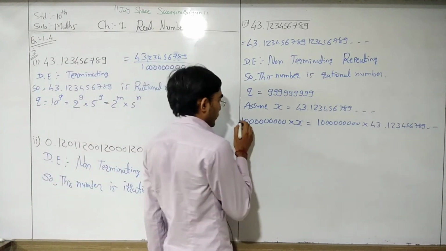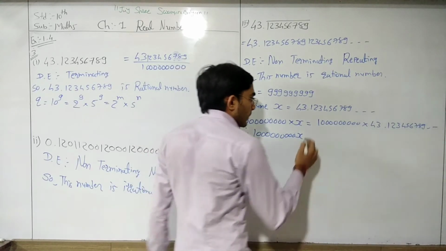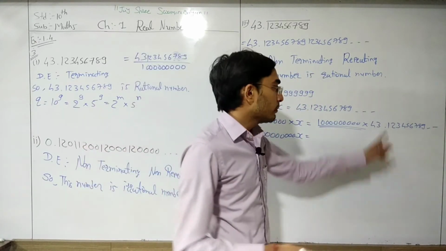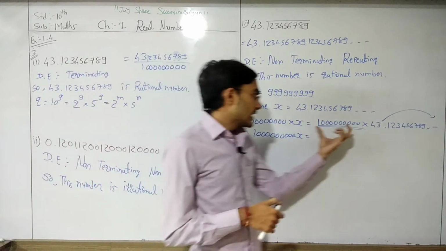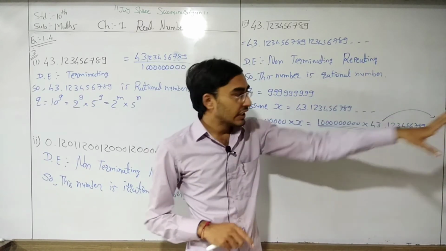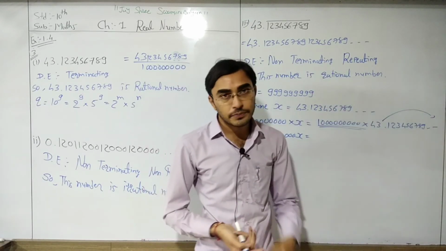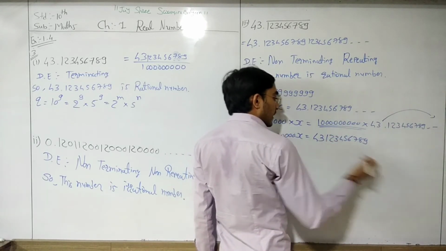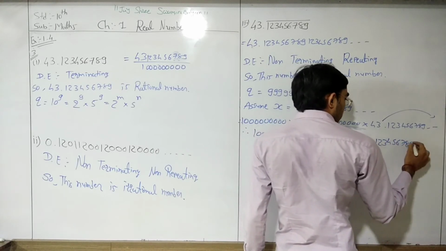Okay, now here we have 9 zeros, x. Now if we multiply, here we have 9 zeros, so this decimal point we need to move after 9 digits. If we multiply by 1 followed by 9 zeros, our decimal point moves 9 digits to the right hand side. So here 43 as it is, 9 digits: 1, 2, 3, 4, 5, 6, 7, 8, 9. After that we place the decimal point here, and after that again we have 1, 2, 3, 4, 5, 6, 7, 8, 9 infinitely, right?